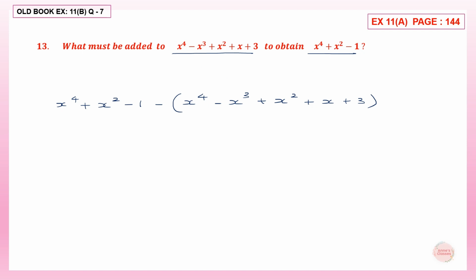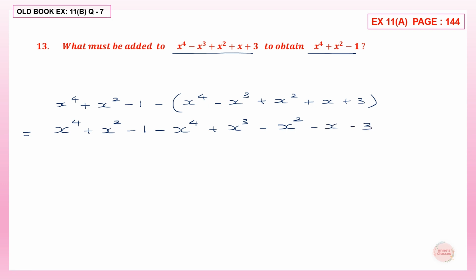So now let's begin with the subtraction, which all of us know. We're going to remove the brackets first. x to the power of 4 plus x to the power of 2 minus 1. Now before the brackets you have minus, so all signs inside will change. So it becomes minus x to the power of 4 plus x to the power of 3 minus x to the power of 2 minus x minus 3.